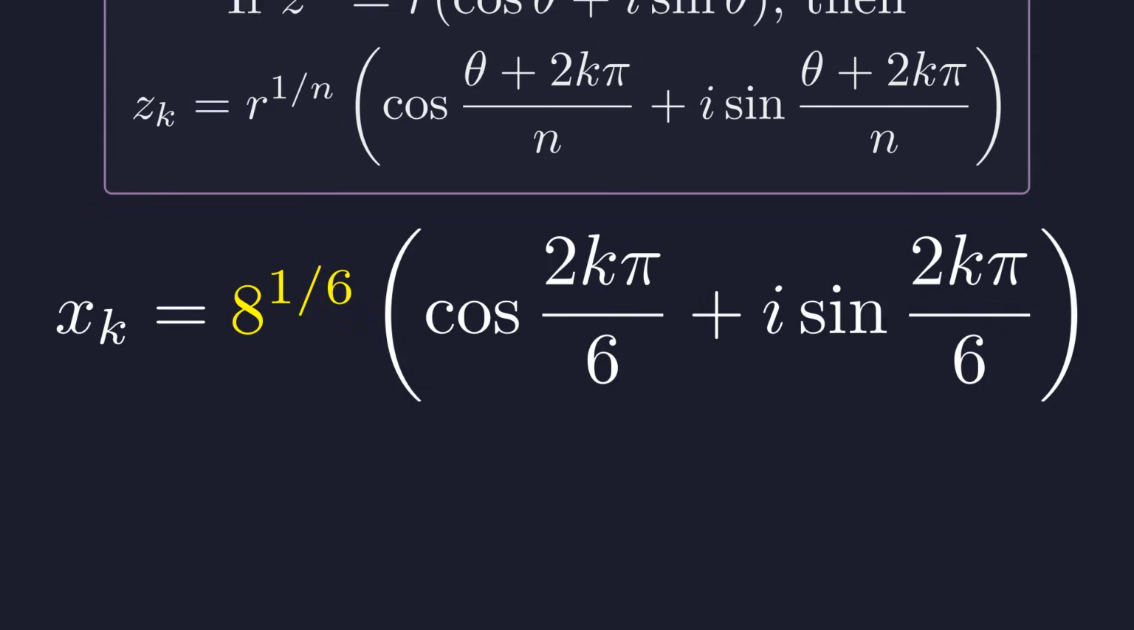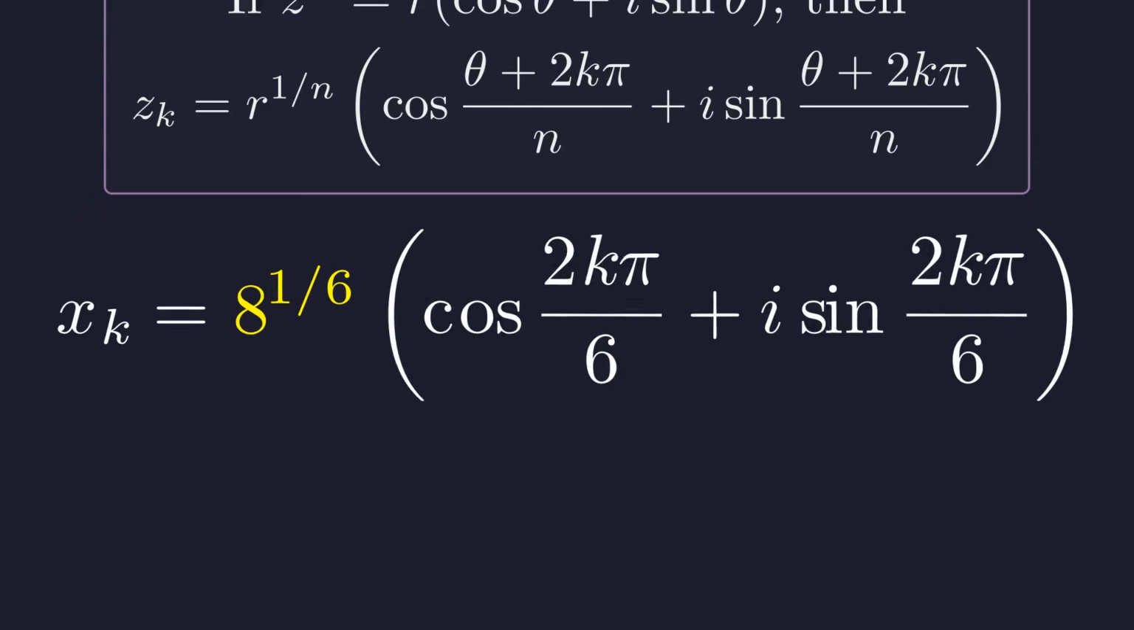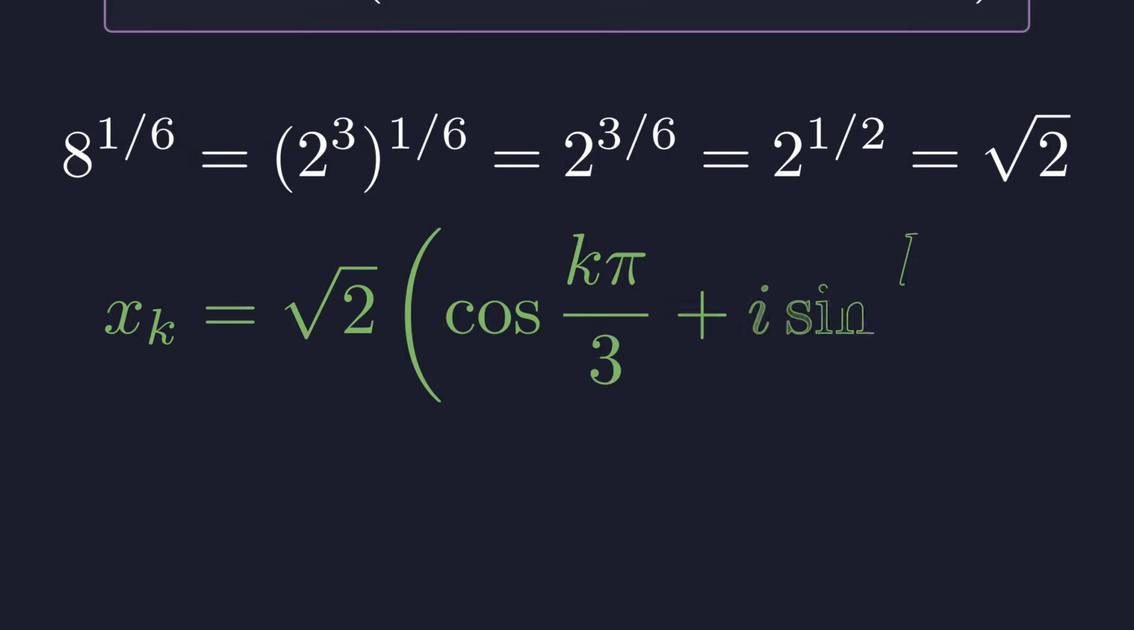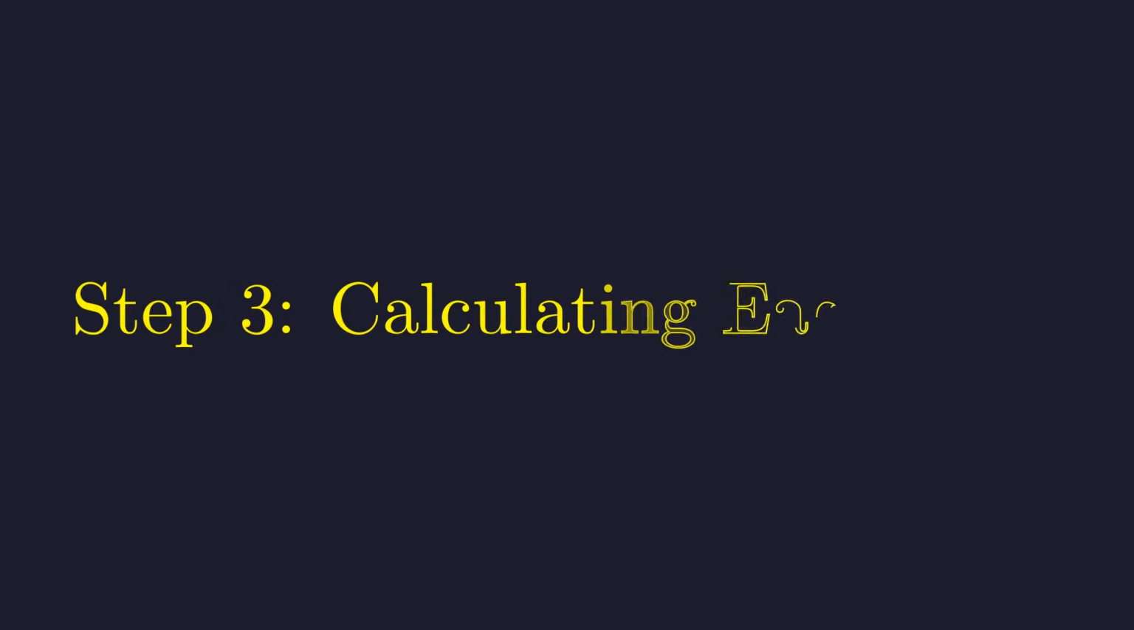Let's simplify the magnitude part first. 8 to the 1/6 power. Well, 8 is 2 to the third. So this becomes 2 to the 3/6, which reduces to 2 to the 1/2, the square root of 2. And simplifying the angle fraction gives us this beautifully compact formula. Every root has magnitude square root of 2, and they're evenly distributed with angles that are multiples of pi over 3. Now let's walk through each of the 6 roots and see what they actually are.